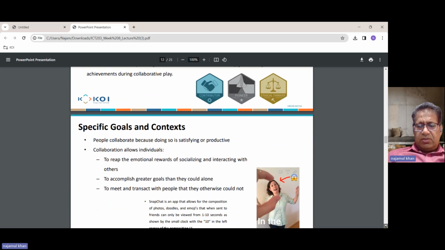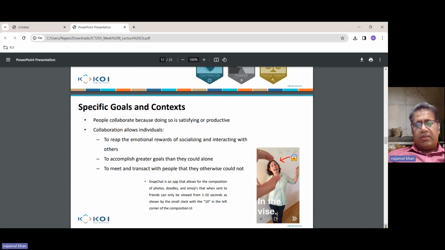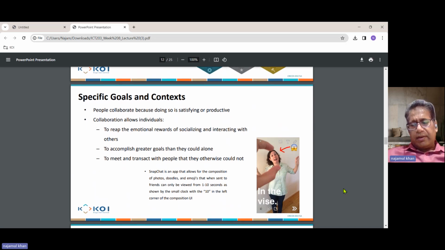Specific goals and context, guys, this is also important. People collaborate, we all know that, because doing so is satisfying and productive. These days, we are living in a world where communication plays a central role, without a doubt. And collaboration involves, let's say, we can reap good emotional rewards, we can do socialization, we can interact with others. We all know that. Different platforms have been formed, different web portals are there, people are working hard, maybe actually doing their projects. Full projects can be done sitting away from each other, and they are doing it. And people are achieving greater goals than they could do alone. So that's for sure.